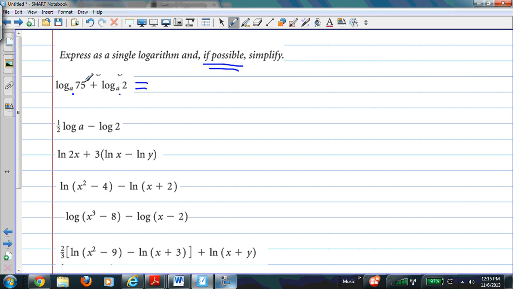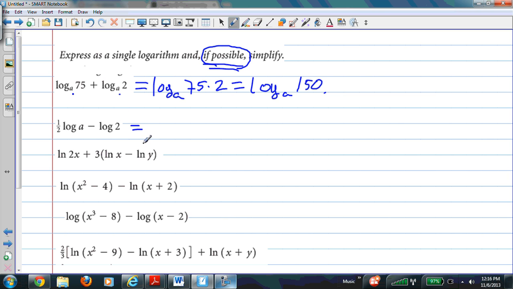The product rule tells us the sum of logs is a log of a product. So this becomes log base a of 75 times 2, which is 150. So that's log base a of 150. Done. But again, the key here is that all the bases are the same. If the bases are not the same, it won't be possible to put it into a single log.